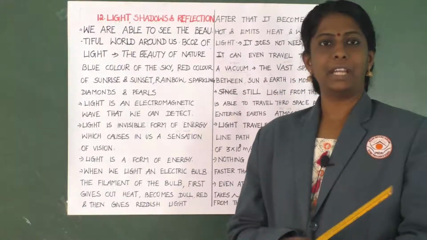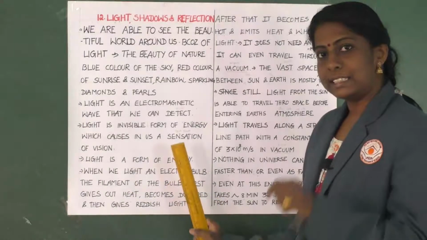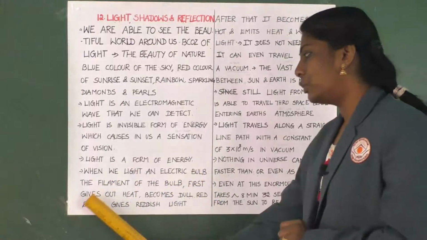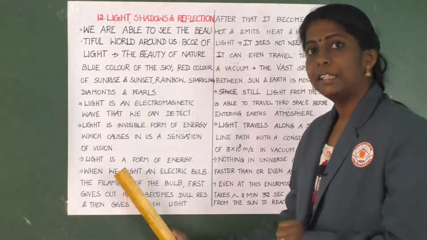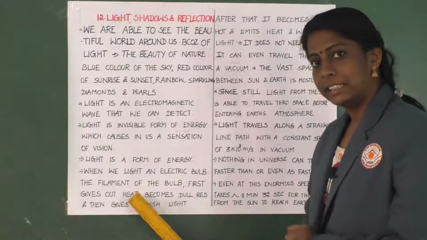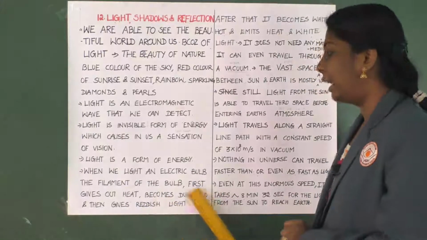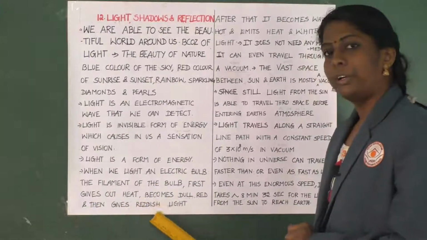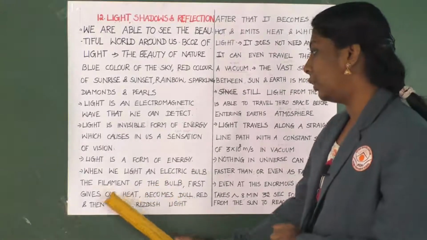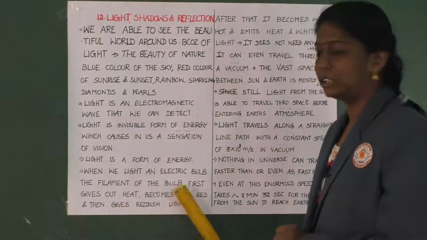Light is one form of energy. When we switch on an electric bulb, the filament of the bulb first gives out heat. Then it becomes dull red and then gives reddish light. So first you get heat, then it becomes dull red and then it gives reddish light.